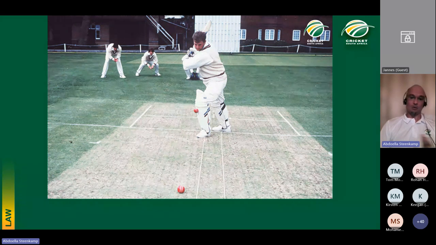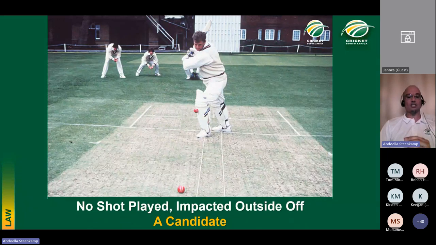In this one, where did the ball pitch? Pitched outside off stump. So we're happy with where it pitched. Where was the impact? Yes, the impact is not between wicket and wicket. But remember, there was one exception. If the batter does not make a genuine attempt to play at the ball, you can consider the LBW, even if the impact is outside off stump. So in this instance, you can consider this LBW shout.